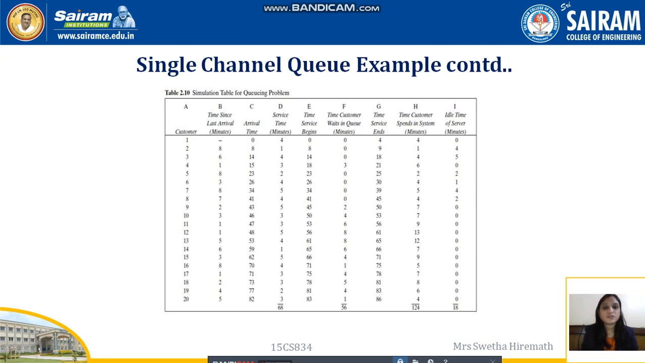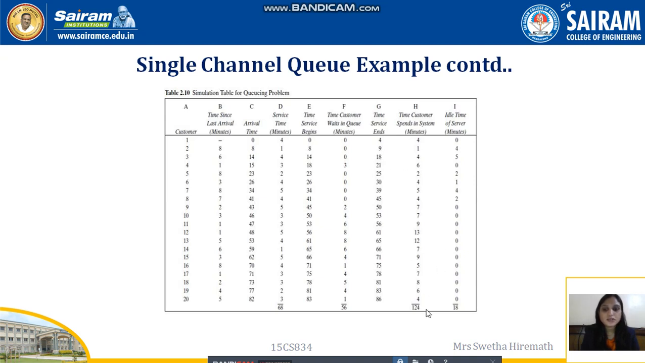Hello everyone. So this is the continuation of the last video in which we were solving the example of single channel queue, that is a grocery stores problem. So coming back to the problem here in this video, the time a customer spends in the system, we are going to get it by the time service ends minus the time customer service begins. So here 4 minus 0 you'll get it as 4, 9 minus 8 you'll get it as 1, and 18 minus 14 will be getting it as 4.